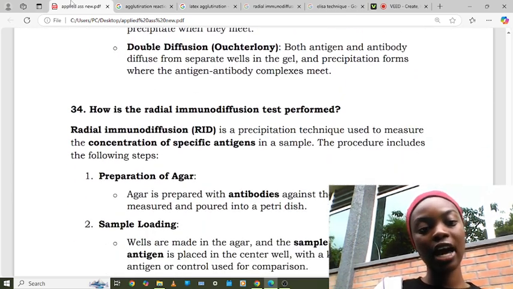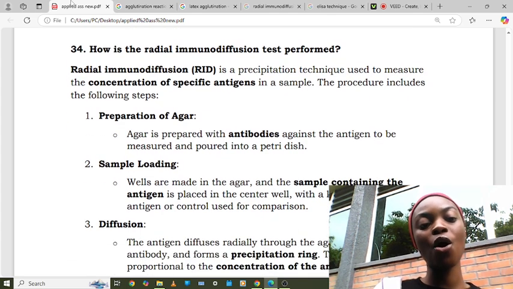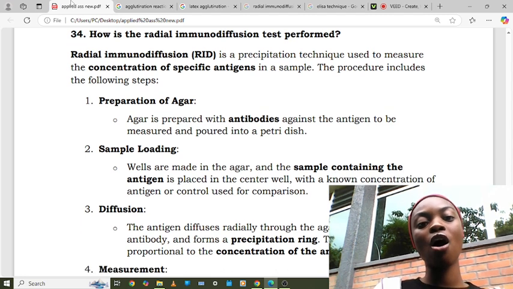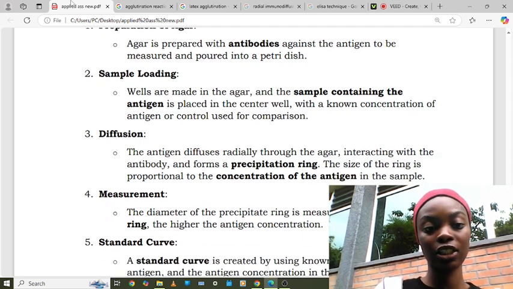Next question, how is the radial immunodiffusion test performed? Radial immunodiffusion is a precipitation technique used to measure the concentration of specific antigen in a sample. This procedure includes the following steps. Preparation of agar: agar is prepared with antibodies against the antigen to be measured and poured into a petri dish.